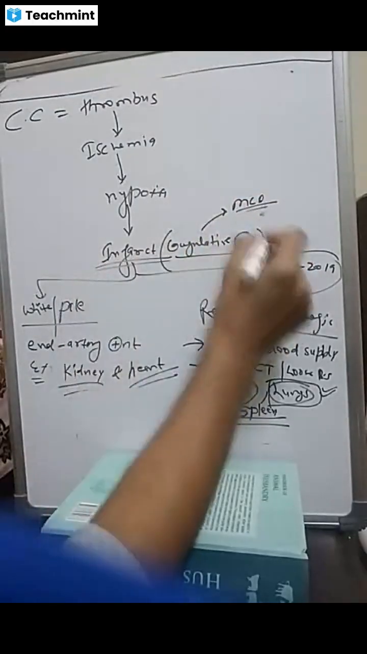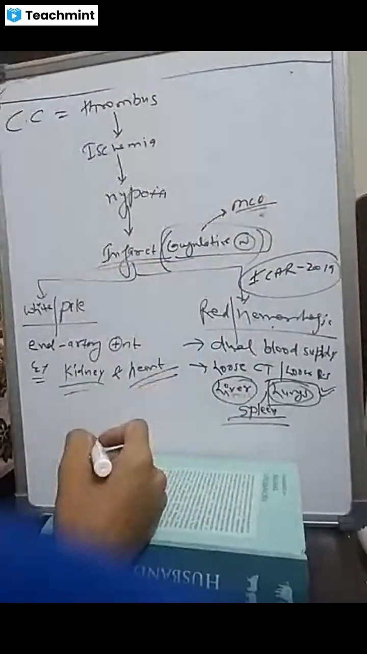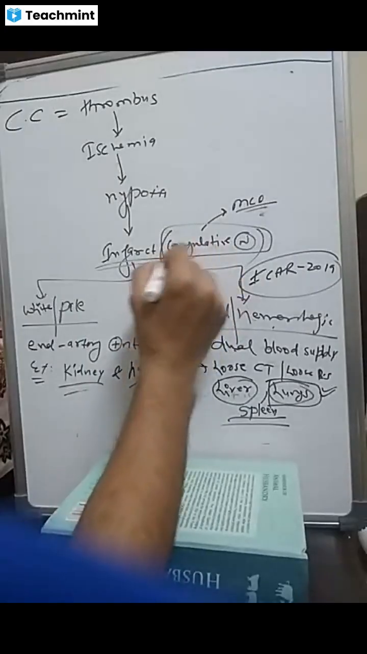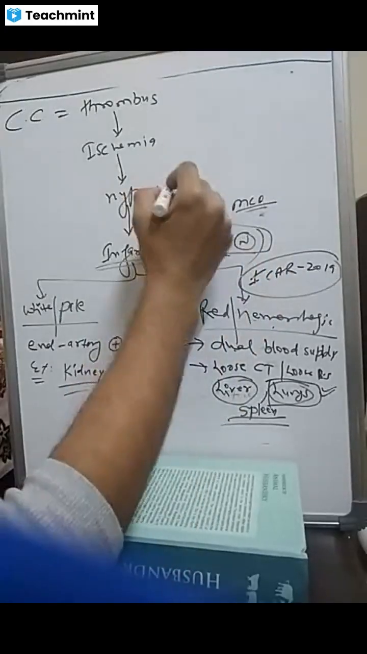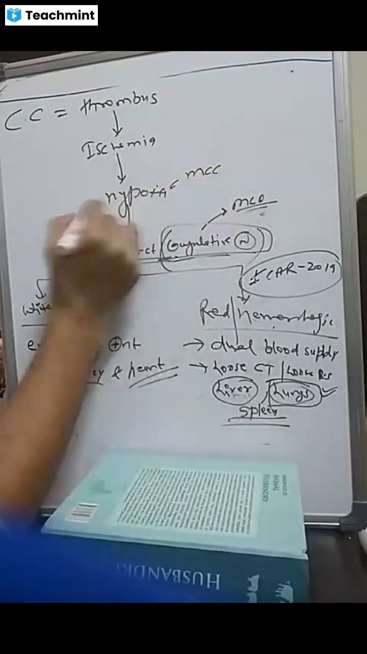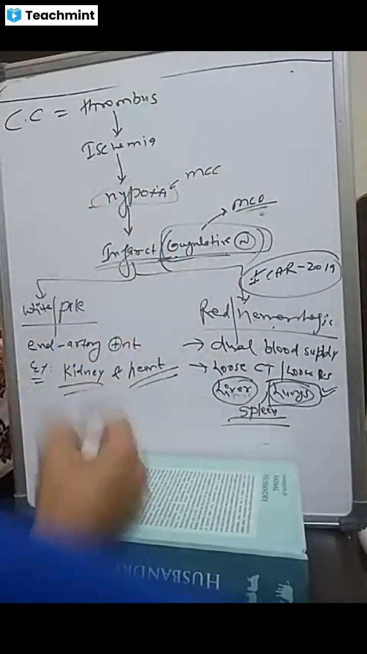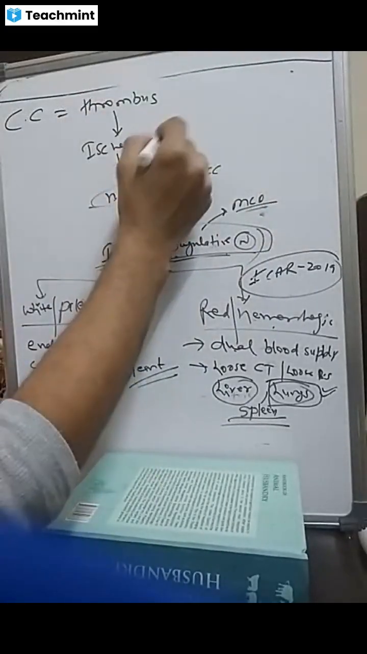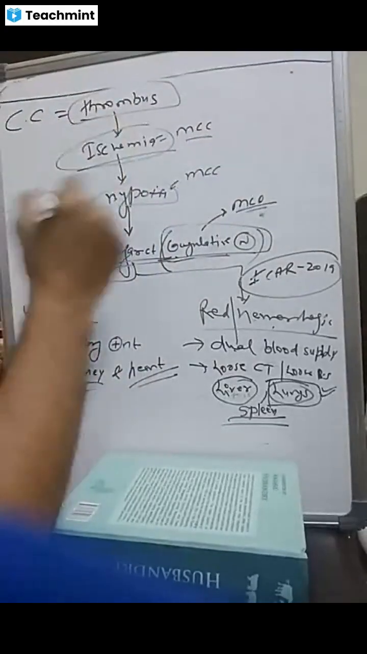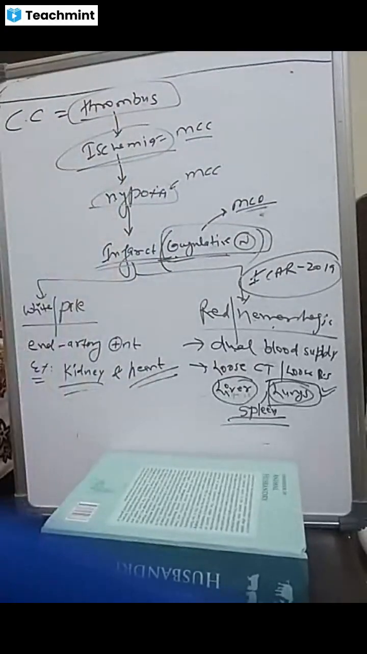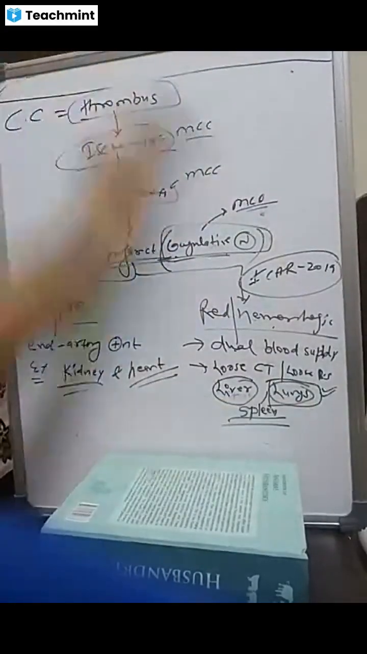In one exam, it was asked that infarct is an example of coagulative necrosis. The most common cause of coagulative necrosis is hypoxia. The most common cause of hypoxia is ischemia, and the common cause of ischemia is thrombus formation.